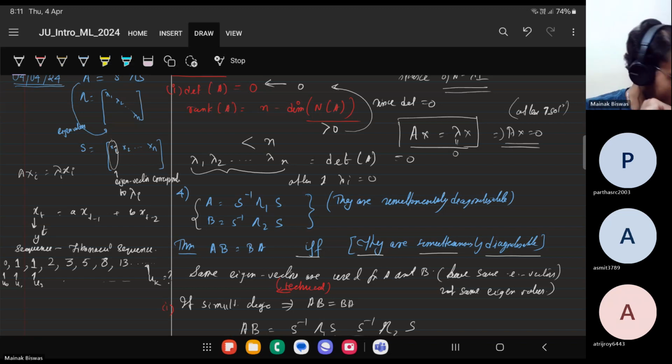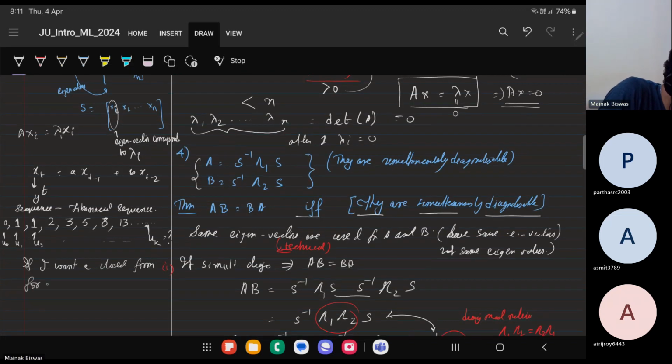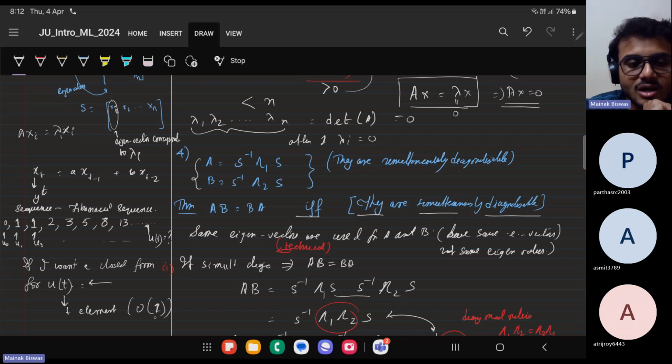Yes. But if I want a closed form for uk, what will I do? Let us write ut, the tth element, such that I just put in the value of t and get the tth element in O(1) time. Do you agree? The normal algorithm for the tth element will be O(n) time, yes or no?